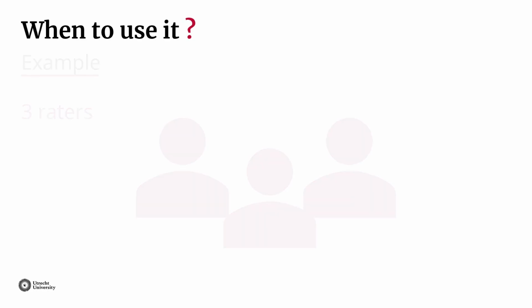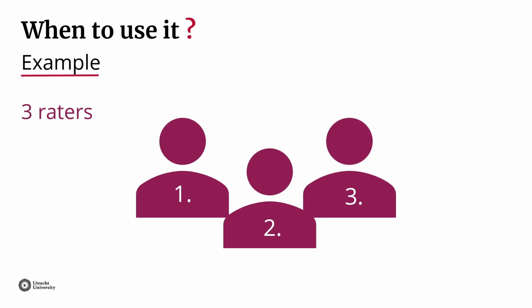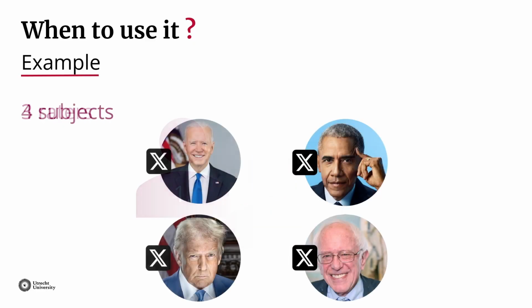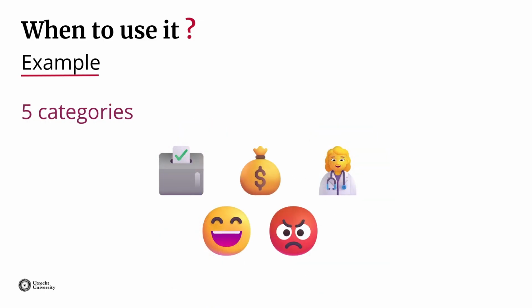We now turn to our example. In the example, 3 independent raters, which means that they classified blindly so they don't see each other's ratings, will classify 4 subjects, which in this case are 4 tweets from famous American politicians. And they will classify these tweets into 5 categories, namely politics, economy, health, positive vibe, negative vibe.